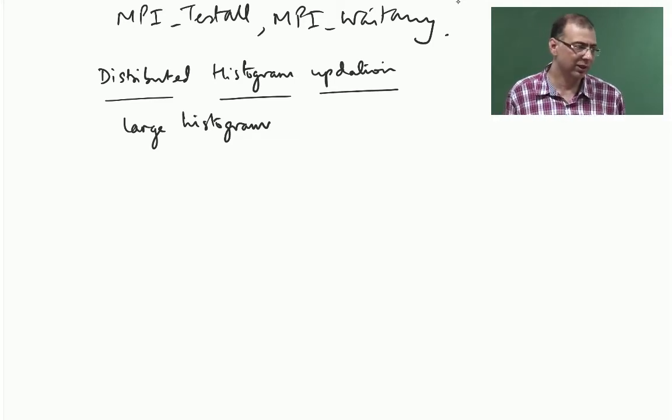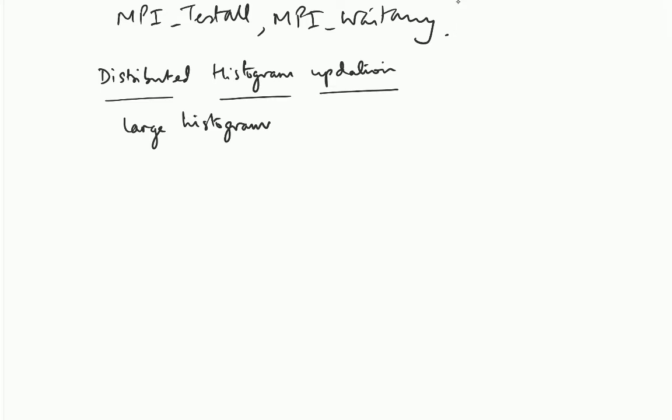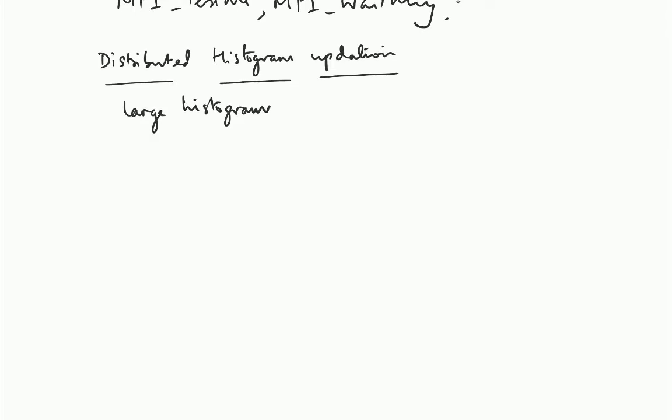So obviously we want to divide the work. So we'll ask each process to look at some of the data, maybe some of the web pages, and update the entries, right? So now, as we said, the histogram is too large to fit in the memory of one process. So what are we going to do? We are going to maintain the histogram in a distributed manner, okay? Let's first just understand what the problem is.